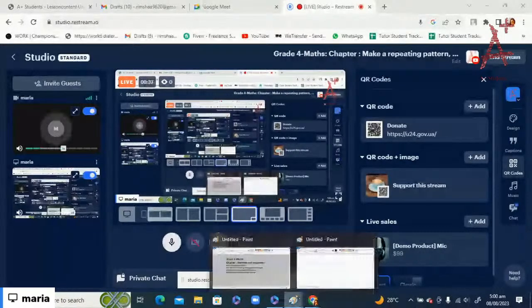So here is the grade 4 maths. The chapter is patterns and sequences. These are the four lessons. First one is make a repeating pattern. Second is find the next row in a growing pattern of shapes. Then complete an increasing number pattern and complete geometric number patterns. We're going to discuss all these four lessons today.